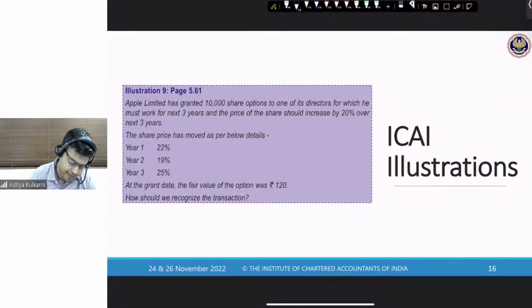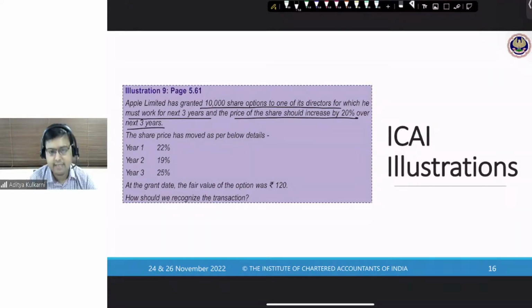Apple Limited has granted 10,000 share options to one of its directors, for which he must work for the next 3 years. The price of the share should increase by 20% over the next 3 years. The share price has moved as per the below details: 22% year 1, 19% year 2, year 3, 25%. At the grant date, the fair value of the option is 120 rupees. How should we recognize the transaction?